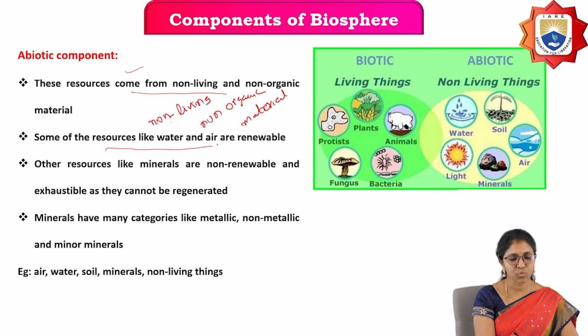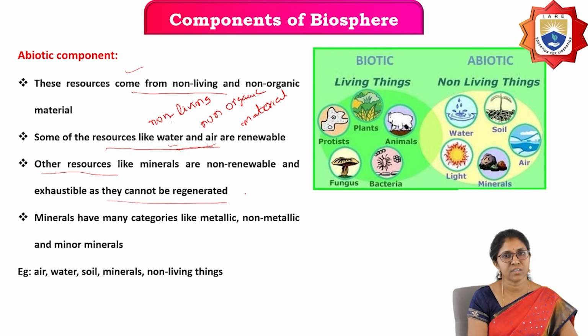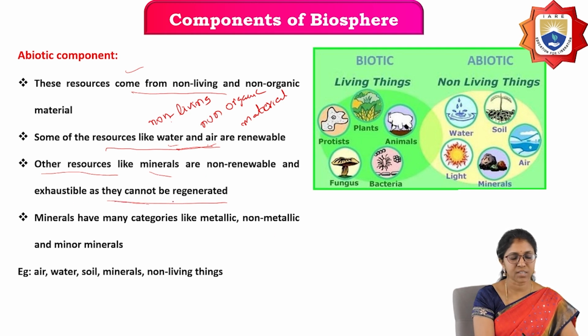Some of the resources like water and air are renewable. So some examples of these components are water, air, and minerals. Resources like water and air are renewable, so they can regenerate themselves. Other resources like minerals are non-renewable and exhaustible, as they cannot be regenerated. So minerals come under non-renewable resources.